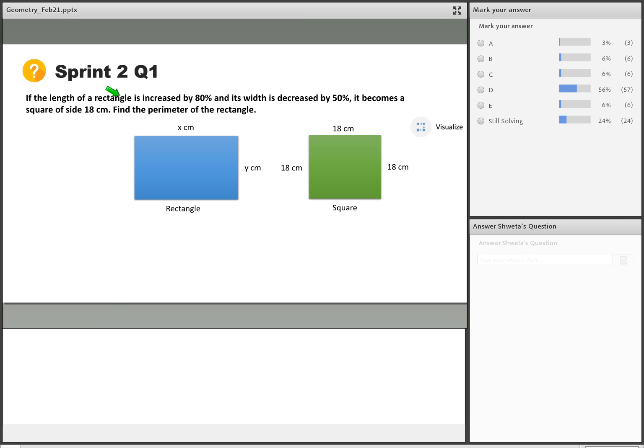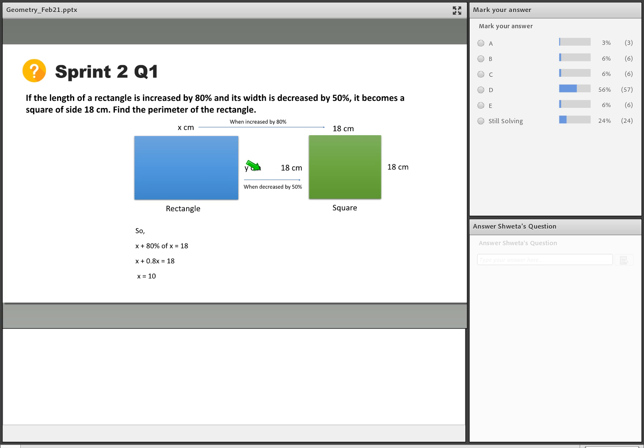Here now, the length of a rectangle is increased by 80%, the width decreased by 50%, then it becomes a square. So here's the rectangle. My length is x and the width is y. And this is the square that it ultimately becomes. Well, look closely. The length was increased by 80%, so then this becomes 18. And the width y, when it is decreased by 50%, then it becomes 18.